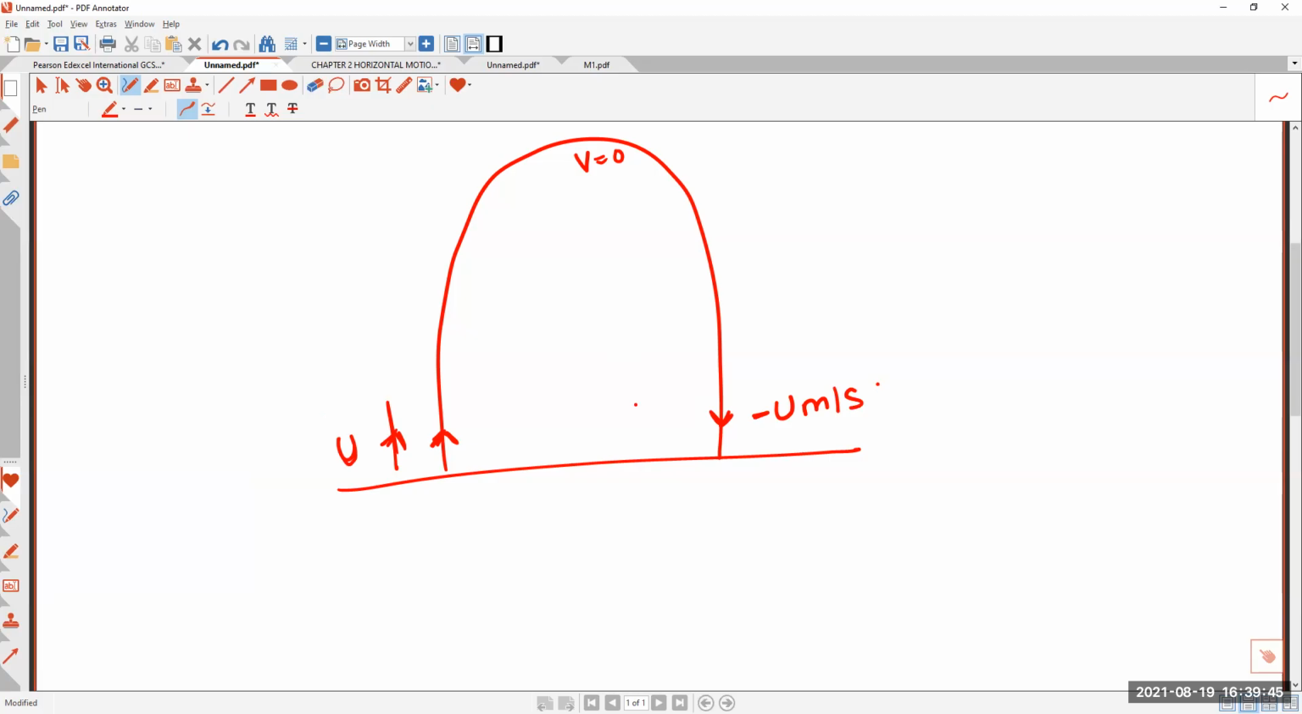Clear? Then when it goes up, we take acceleration to be -9.8, not 9.81. Here you have to be very careful. In M1 we use 9.8 and not 9.81. If you write 9.81, 1 mark gone. Remember that. In physics 9.81, in maths 9.8.